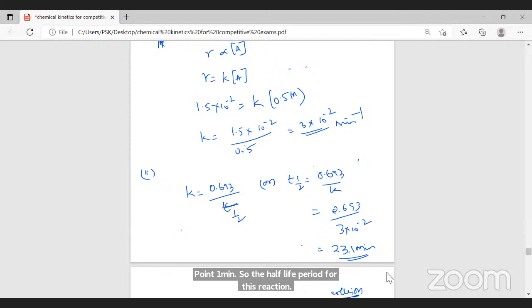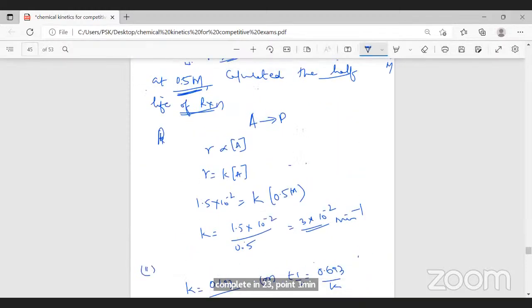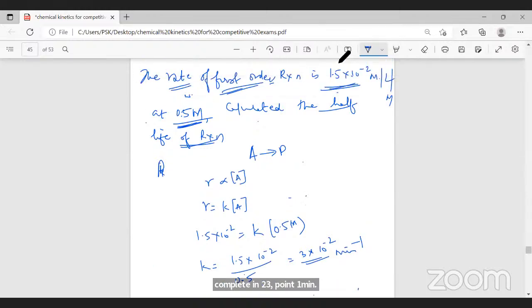So the half-life period for this reaction is 23.1 minute, meaning 50% of the reaction will be complete in 23.1 minute. So did you understand the different methods of problem we are working? The different types of problem we are working, I hope that you're following.